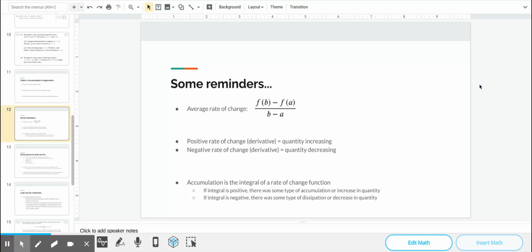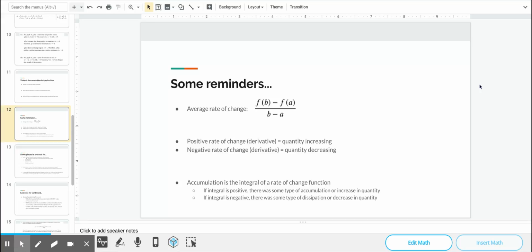Quick note here, a positive rate of change, so a positive derivative, means a quantity is increasing. A negative rate of change or a derivative means a quantity is decreasing. We're talking about real application here, right? So these derivative functions, these rate of change models, are going to actually be explaining something that's happening in the real world. Something's going to be increasing or decreasing in some way, shape, or form.